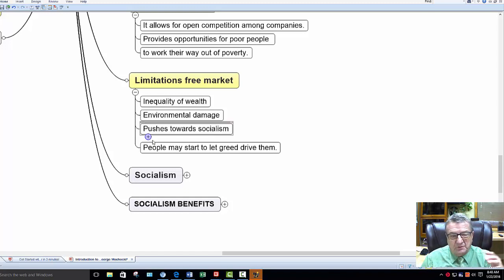And it pushes more towards socialism, and people may start to let greed drive them. And that's what you're going to see, where like it or not, human nature is what can I get for myself. And so there has to be some checks and balances.